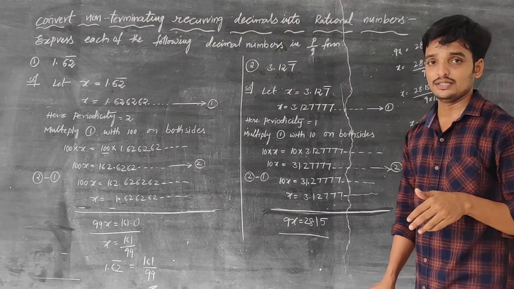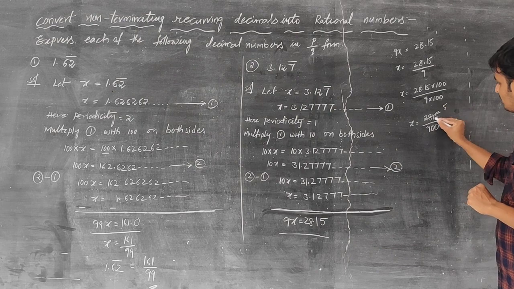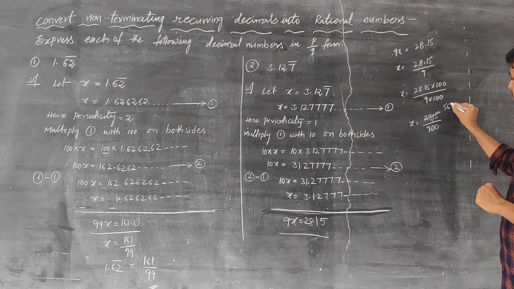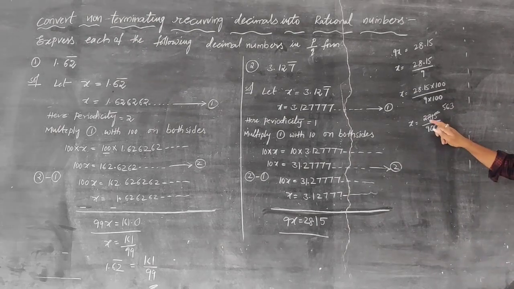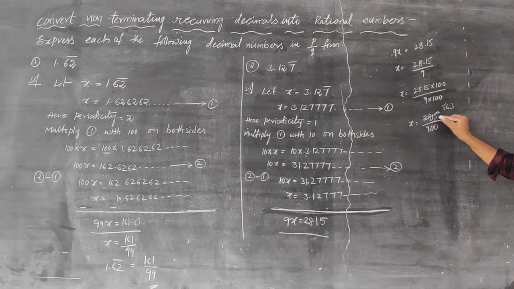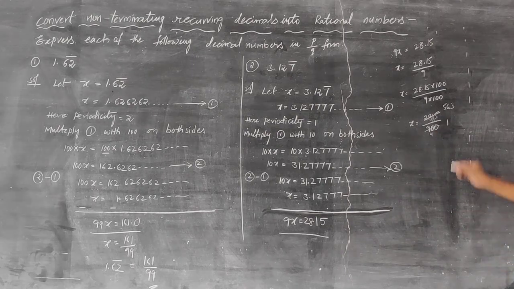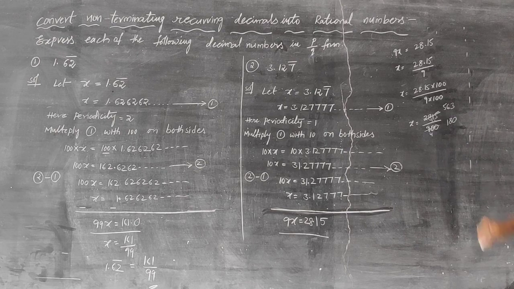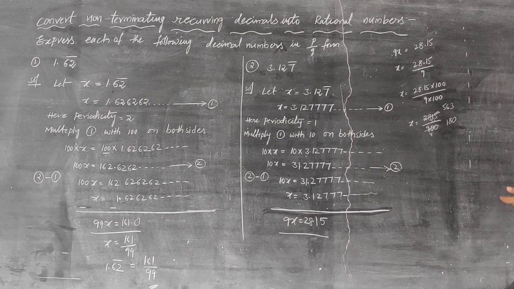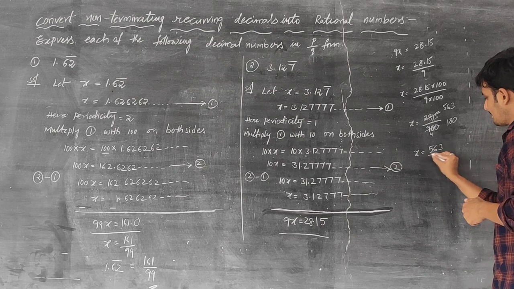Is there any common factor? Both are cancelled by 5. So now we can cancel the 5. 5 5s are 25, remainder 3. 6 5s are 30 and 15. 3 5s are 15. Once again, 5 5s are 25, remainder 3, 31. 6 5s are 30, remainder 1. 1 5s are 5. 8 5s are 40. So 563 by 180. Is there any common factor? No. So the answer is x is equal to 563 by 180.